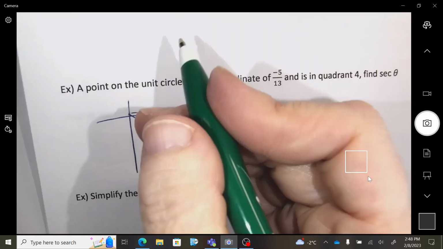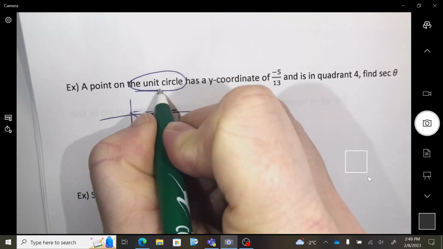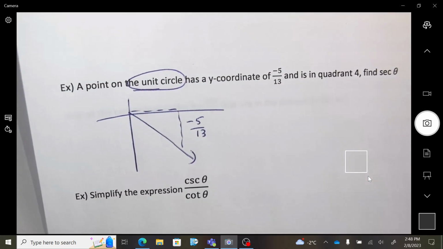Why does it tell me it's on the unit circle? The radius on the unit circle is 1.